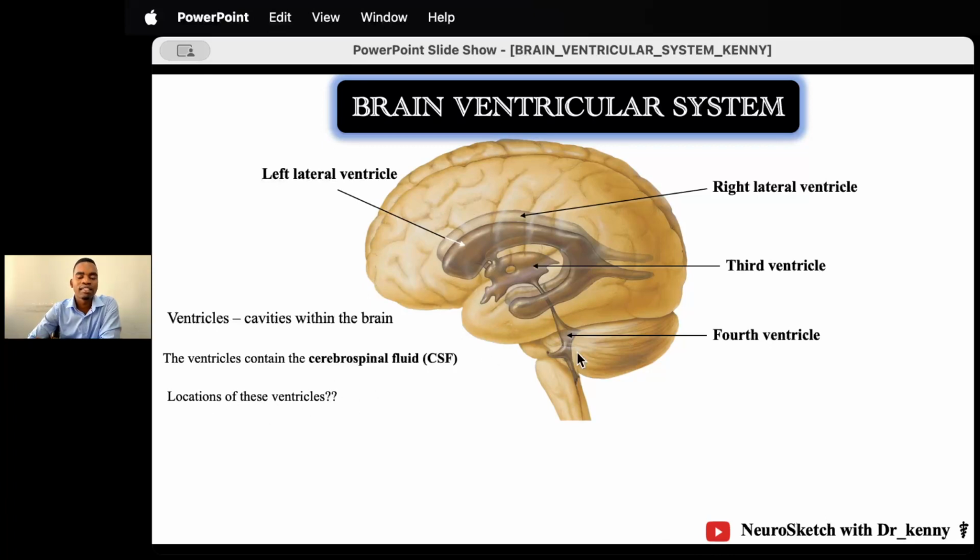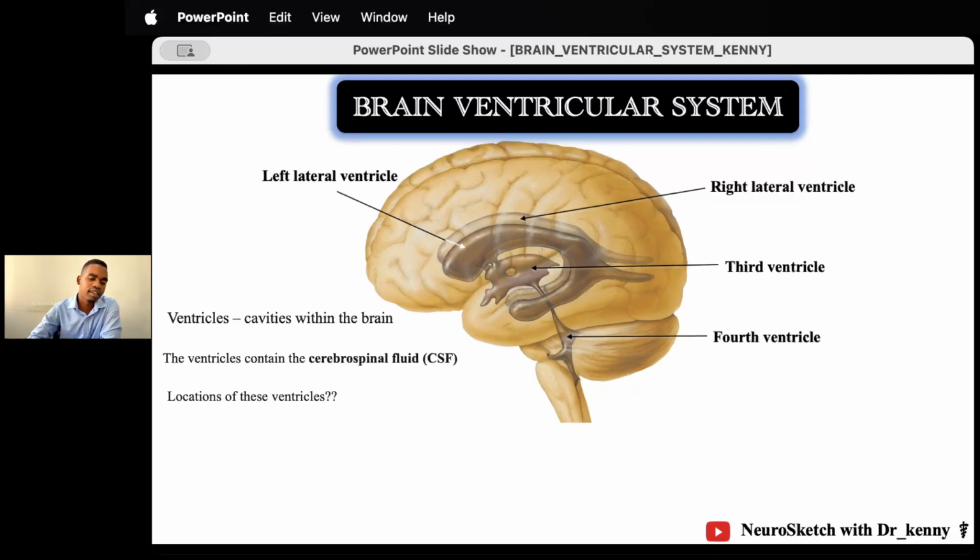But I've told you this is like the water system of the brain. This is like the plumbing system, and because it is a plumbing system, this fluid will have to move from one point to another. Let's say we want this fluid to move from the lateral ventricles to the third ventricle. That means we need to have a connection between these 2 ventricles. So let's figure out the connections between the ventricles of the brain.